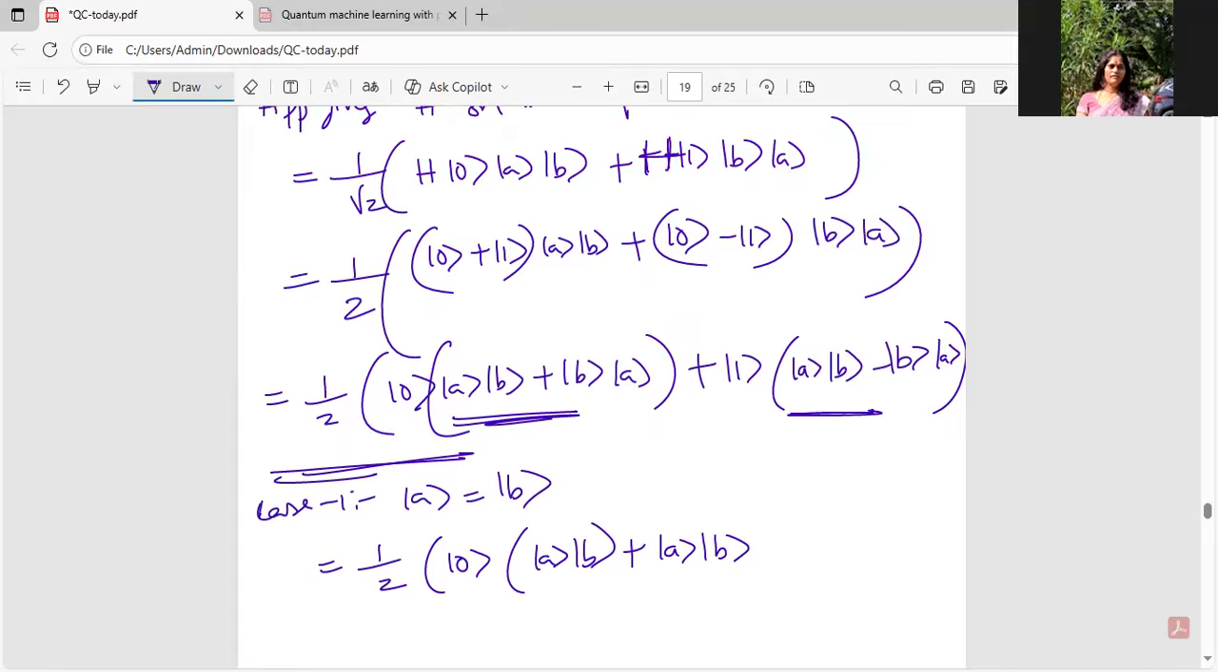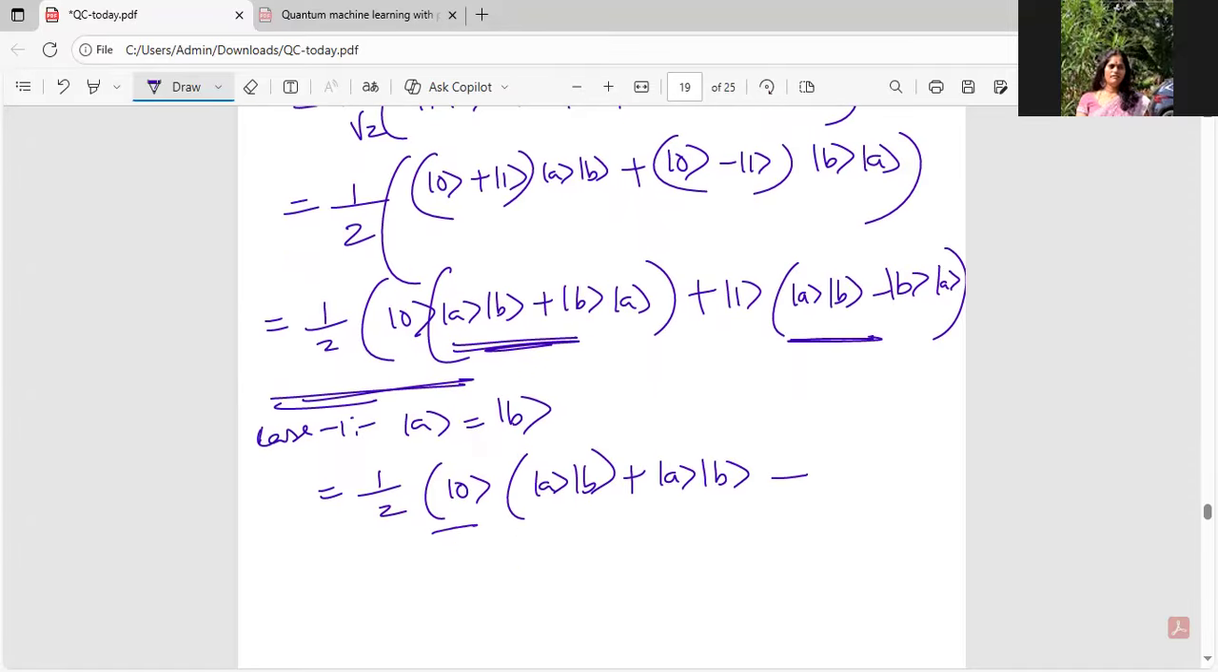Now, also I can say the controlled qubit will be in the state ket 0 only. Only in ket 0, if ket A is equal to ket B. The controlled qubit will be in ket 0 only. Of course, there are remaining things, how to estimate and all.